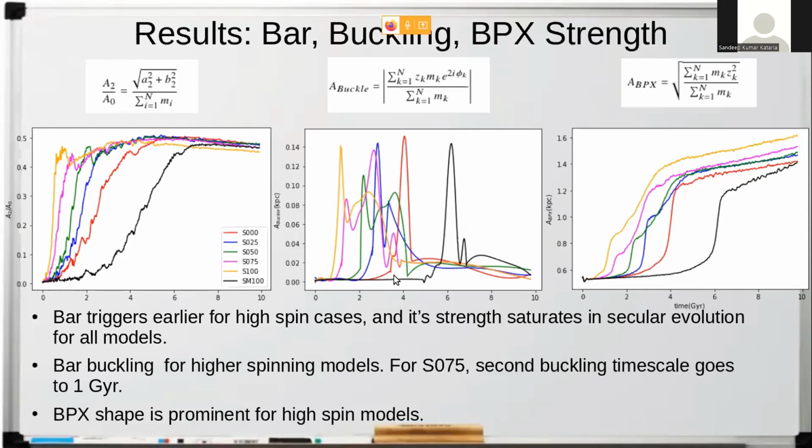So basically, the second buckling is more pronounced in the higher spin model, and the time scale is also a bit longer, which is another thing we found very interesting. The rightmost plot shows the box-peanut shape, the strength of this box-peanut bulge, which is measured as the root mean square z height of the stars in the disk. You can see that it depends upon the spin. If you have a highly spinning, rotating halo, then this value is higher. This is also one of the interesting things we see.